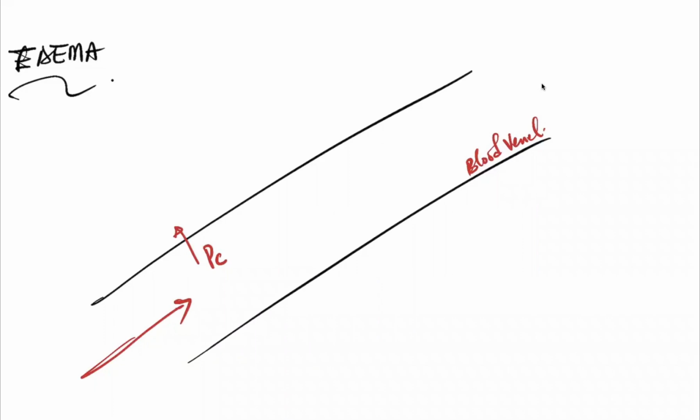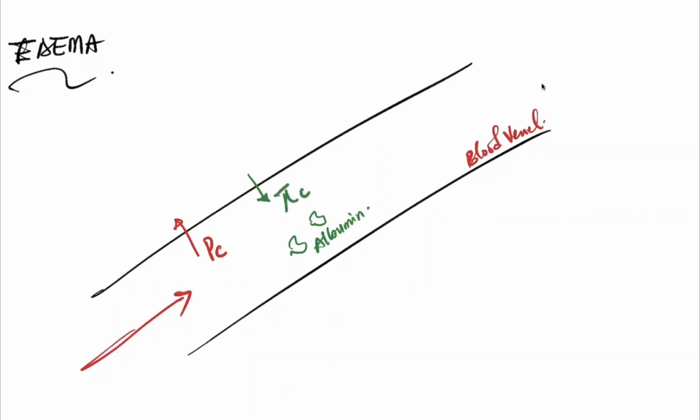the capillary hydrostatic pressure. Within this blood vessel, we also have proteins that act in the opposite direction. Like you remember, we have a lot of albumin. That's the most abundant protein produced in the liver. It exerts a pulling force as if to pull fluid into the blood vessel. That is called the capillary oncotic pressure. So this is capillary hydrostatic pressure.